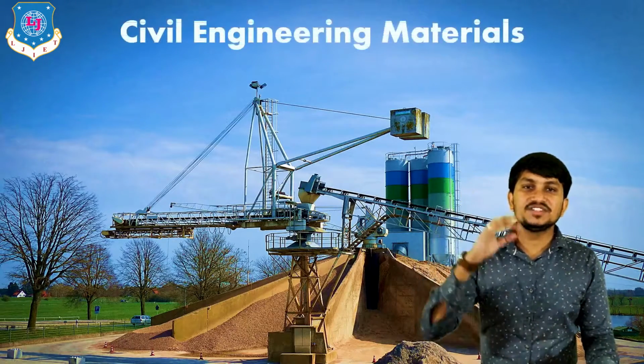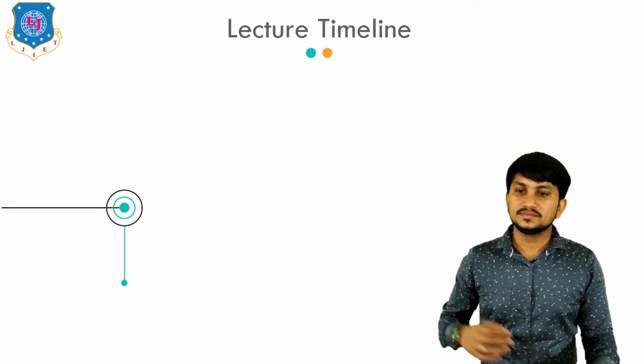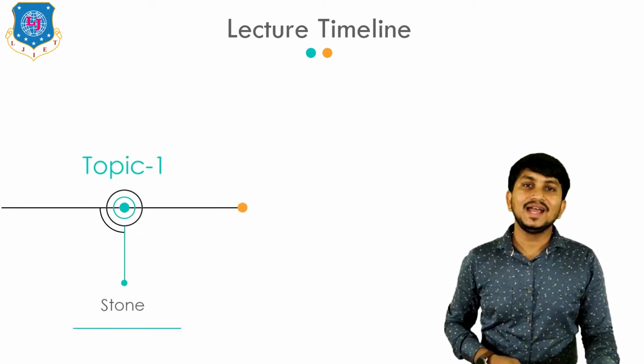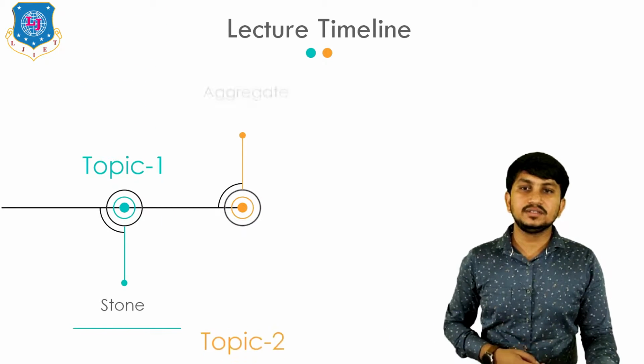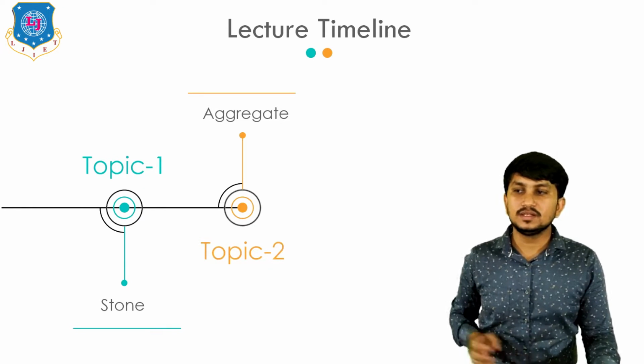Today's topic is Civil Engineering Materials. In today's lecture, we will discuss first stone and the second material is aggregate. So without wasting much time, let's begin with the stone.